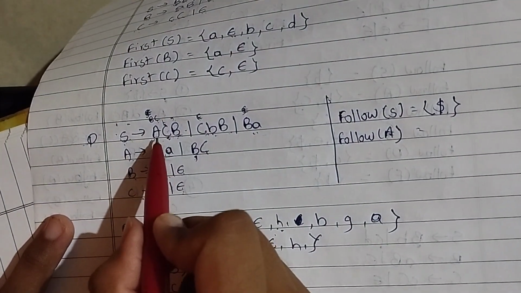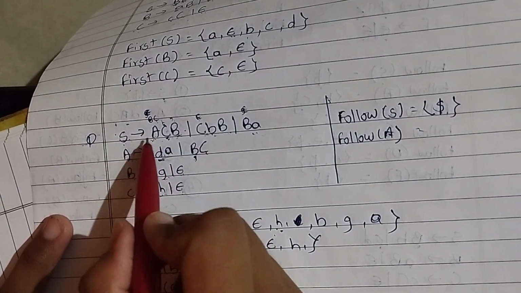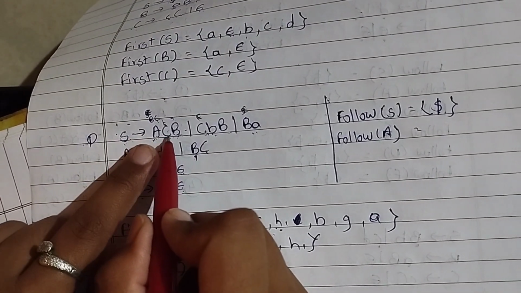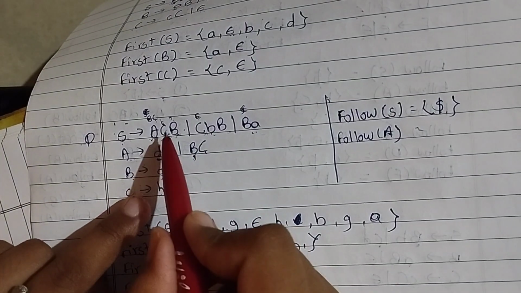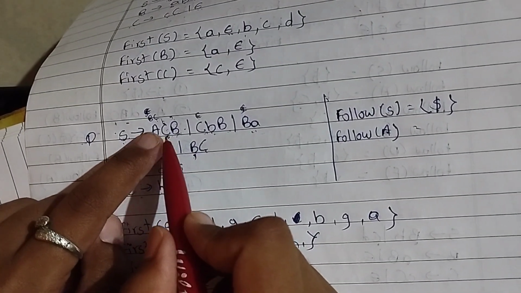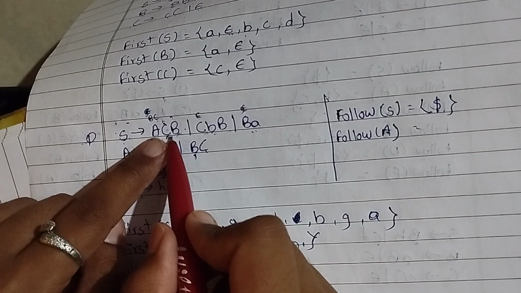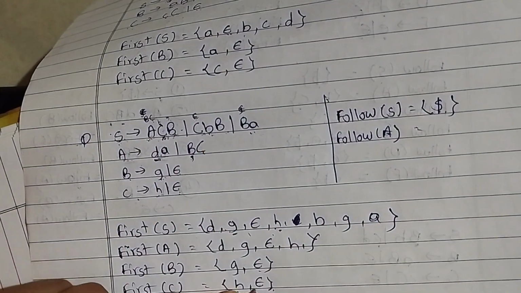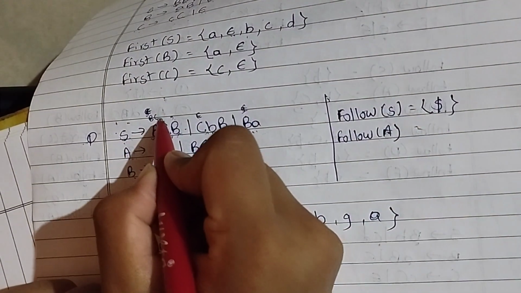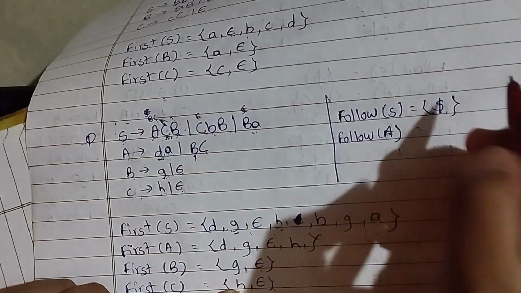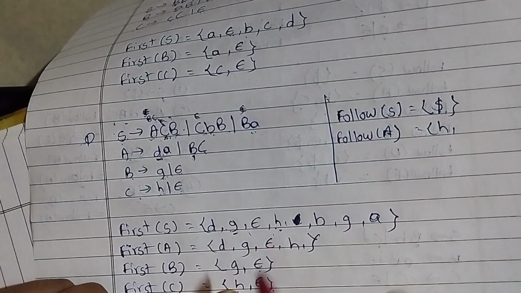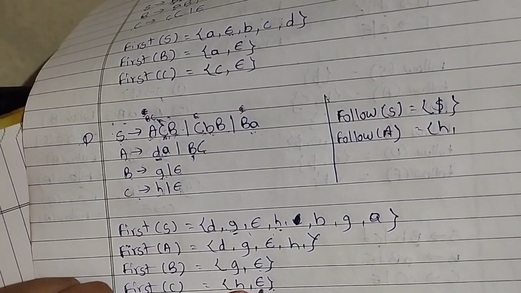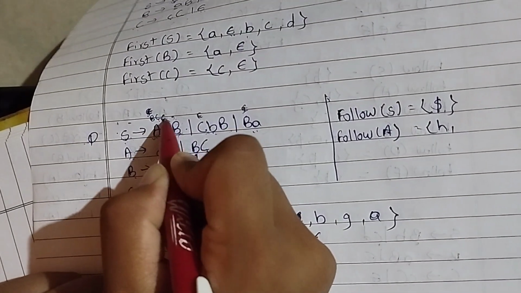Now follow of A. So A is present here at the right side, and follow of A is C. C is followed by A. So C, this is the non-terminal. So if the non-terminal is followed by non-terminal, then find out the first of the non-terminal. So first of C is H and null. So first time we consider H here, then A is followed by H. Second time we consider null. If anything is followed by null, we consider this is null.